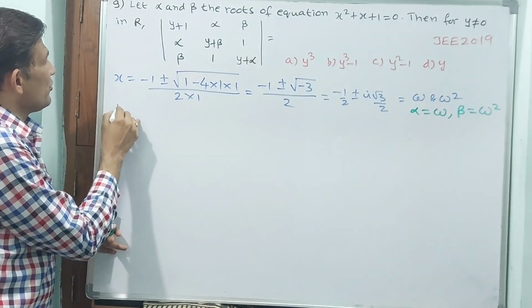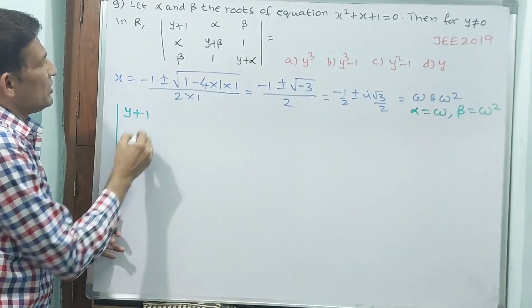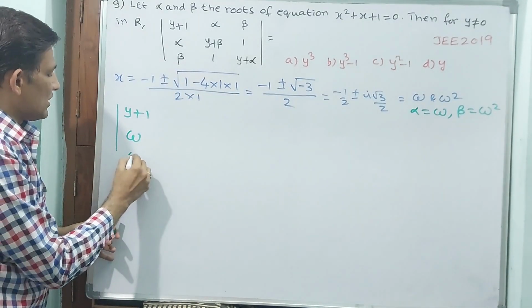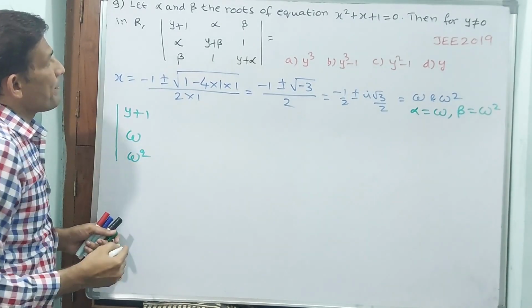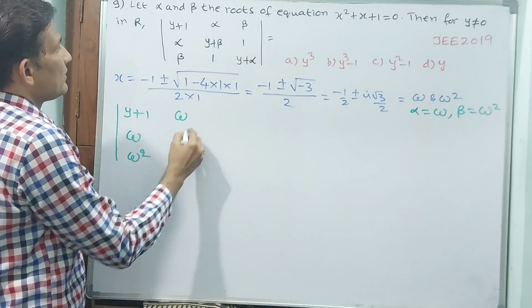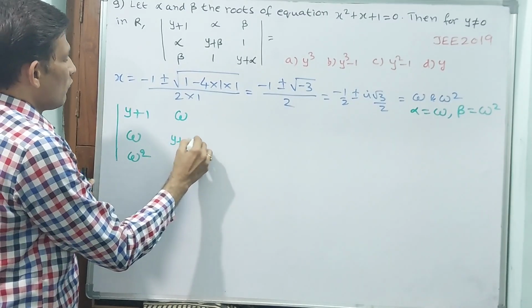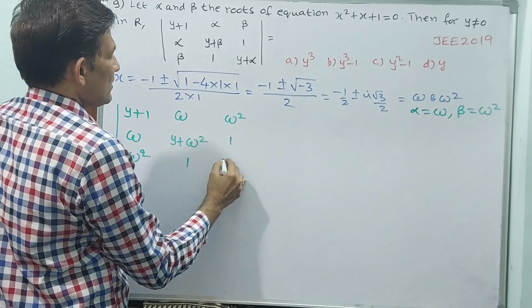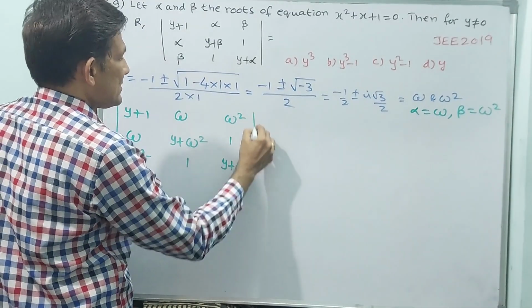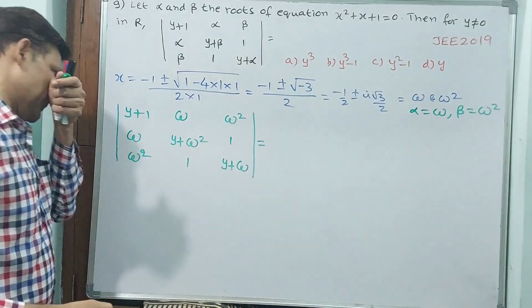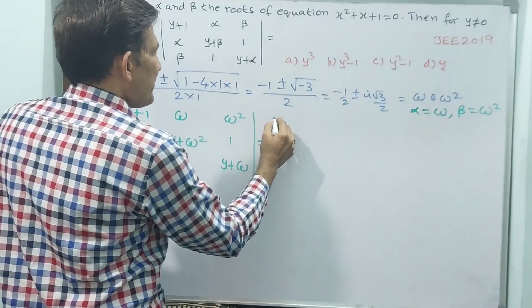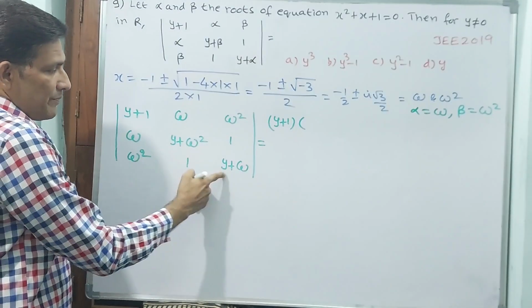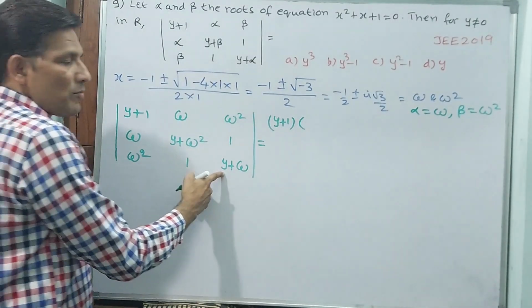Now how is the determinant going to change? Y you cannot change. Alpha you have to change to omega. Beta you have to change to omega square. Now alpha again omega. Y plus omega square, 1; omega square, 1, y plus omega. That is equal to y plus 1 into, see, y plus omega square into y plus omega.